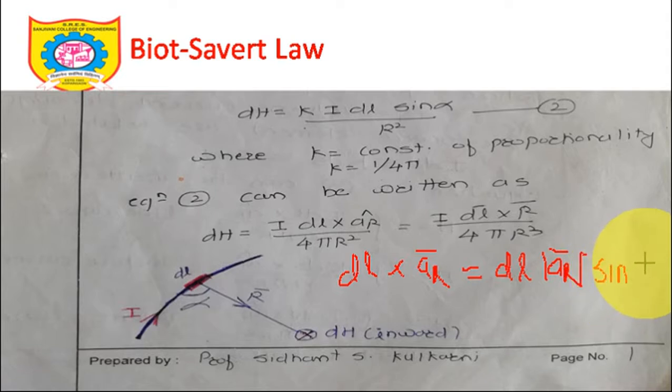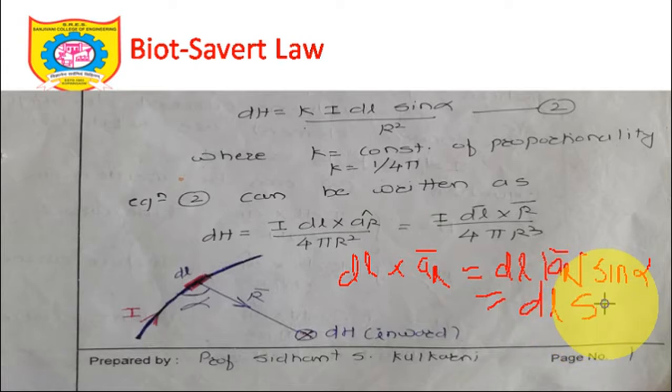between dl and ar. So what is the modulus of ar cap? Since it is a unit vector, its magnitude is 1. So it is dl into 1 into sin alpha. Agree with me? So it is dl into sin alpha, since mod of ar cap is unity, so it will be 1.